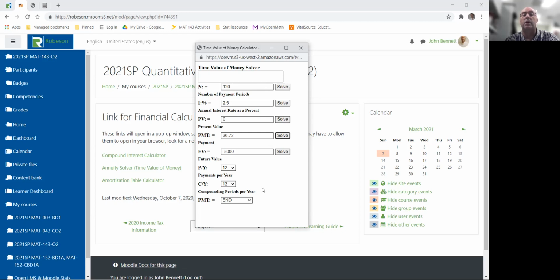To give you one last example, suppose that we could only actually deposit $25 a month, but we want to have $5,000 in the account at the end. I'm going to leave that $5,000 in there. I'm going to put $25 in here, and I'm going to click solve. And notice that it says that our initial payment needs to be $1,243.06. So if I were to deposit that much in the account today, and then continue to deposit $25 at the end of each month, at the end of 10 years, I would be able to take out that $5,000 balance at the end.